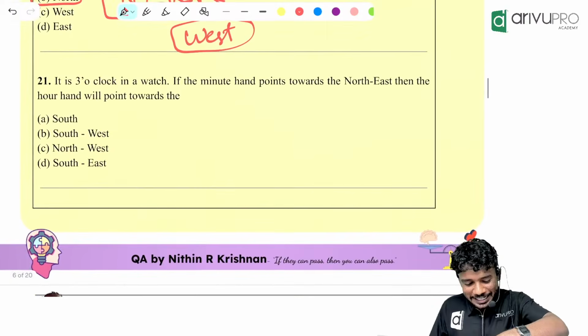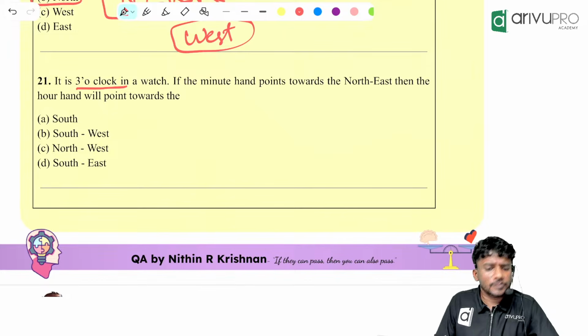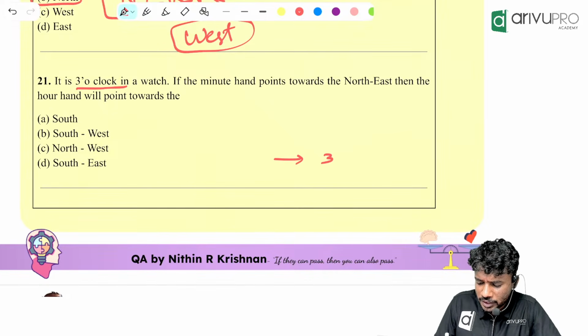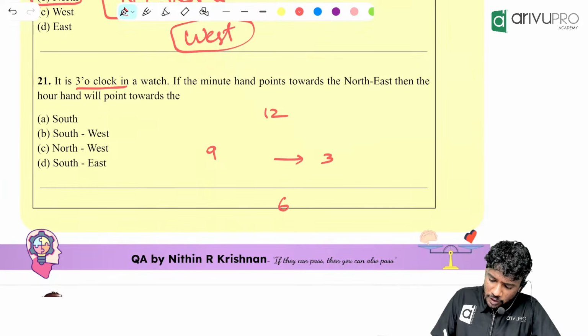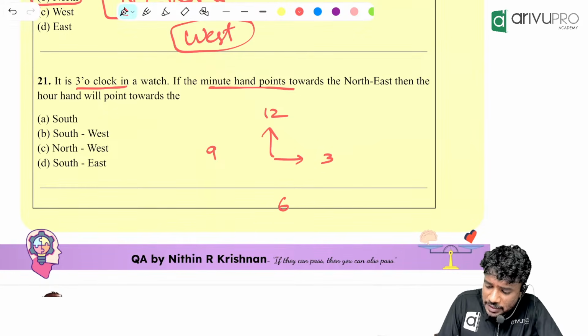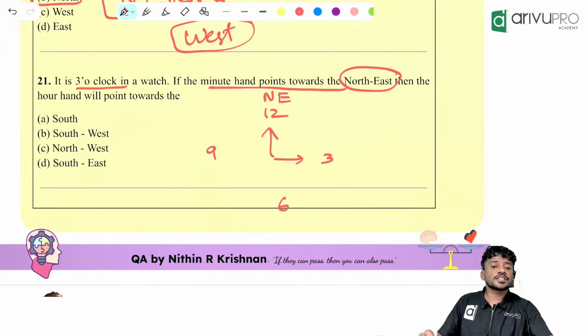Now, 21st question. It is 3 o'clock in the watch. 3 o'clock means which direction? 3 is here, 12 is here, 9 is here, 6 is here. 3 o'clock in the watch. The minute hand points towards northeast. Then the hour hand is which direction is the question.